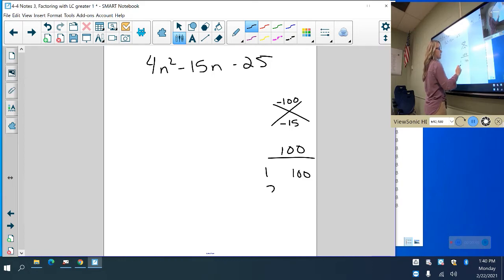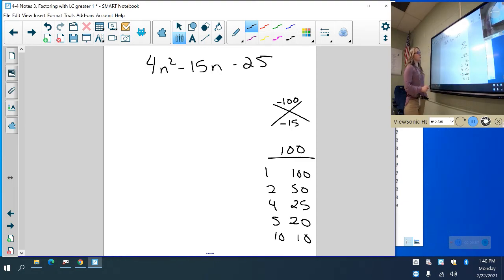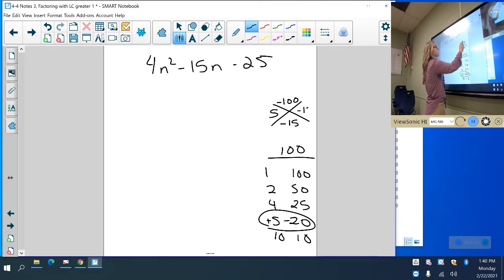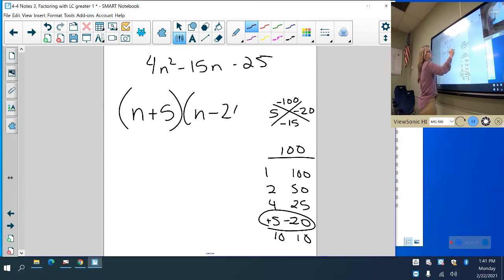1 and 100, 2 and 50, 4 and 25, 5 and 20, 10 and 10. Which ones add up to negative 15, but multiply to negative 100? It's going to be positive 5 and negative 20. These multiply to negative 100 and they add to negative 15. So I'm going to write them out. I have n plus 5, n minus 20.